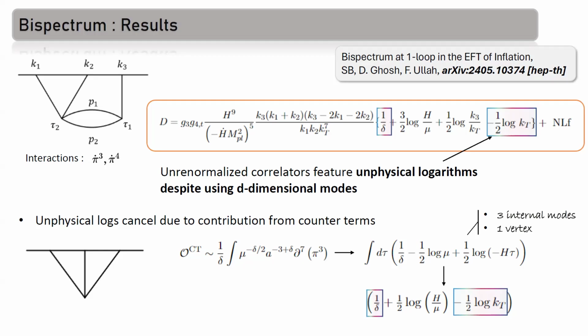I have not understood your argument, because if there are other counterterms, some other counterterms could have given you 1 by delta plus half log kt. How do you know that's not true? That is not true because of this diagram. You see this diagram, there are exactly 3 internal modes and 1 vertex. For every internal mode, you have a half log h tau. For every vertex, you have a minus log h tau. And that gives you exactly plus half log h tau. That's how you know that the contribution is proportional to this factor.